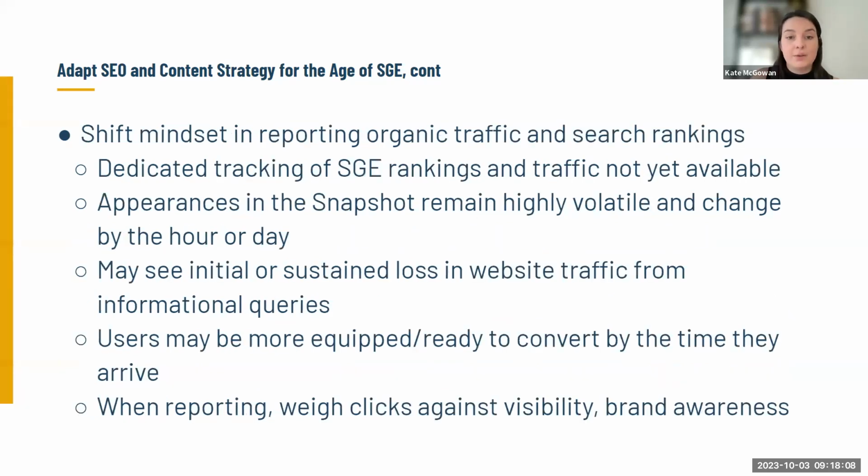While there's no dedicated reporting on SGE traffic or clicks, the nature of SGE and how it may impact search behavior means that a shift in reporting mindset is needed to understand the impact of this feature. One direct traffic impact that may be seen as the SGE becomes more prevalent is an initial or sustained loss of organic website traffic for broad informational queries. For instance, if a user is able to receive a robust answer to their question from the AI snapshot, perhaps a channel that was driving traffic to your site for an informational keyword may be impacted.